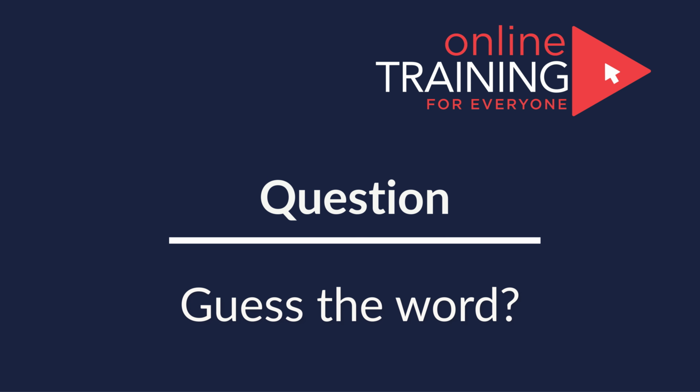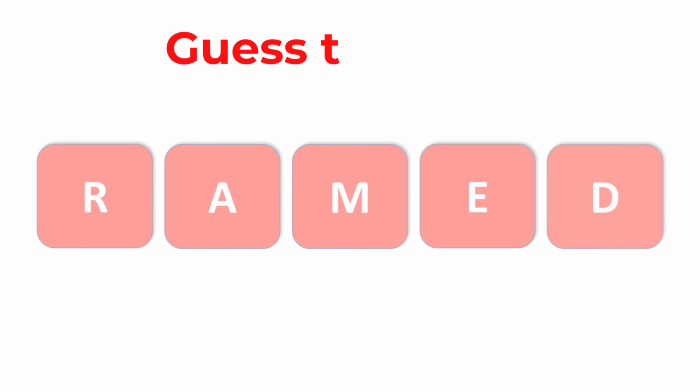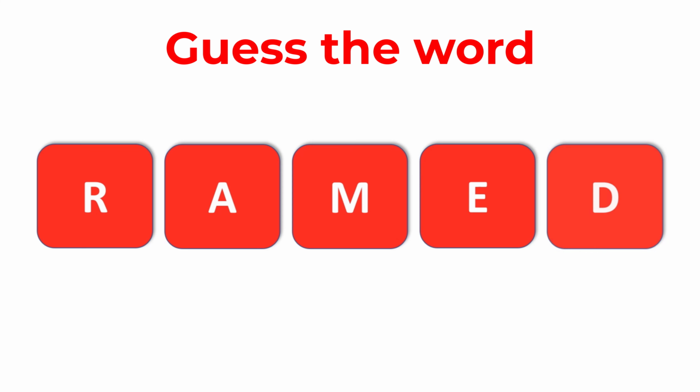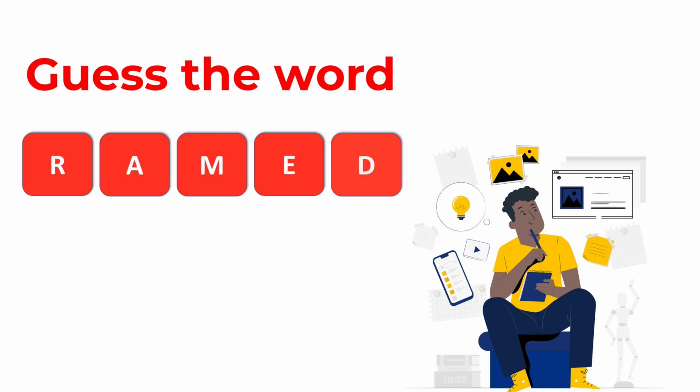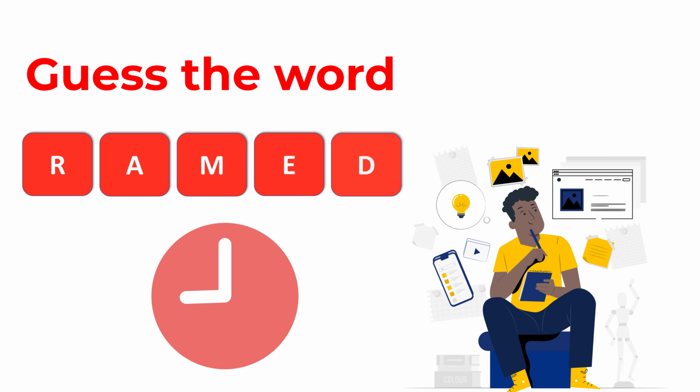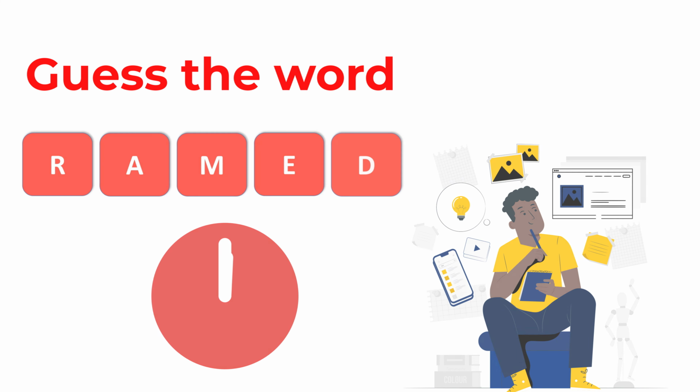Let's look at the question which you see on the test very often. You need to guess the word and you're presented with 5 different letters. On the screen you see letters R, A, M, E, D, and you need to form a valid English word using these 5 letters. If you're trying to practice for the test, you might consider pausing this video and giving yourself a little bit of time to solve this challenge.